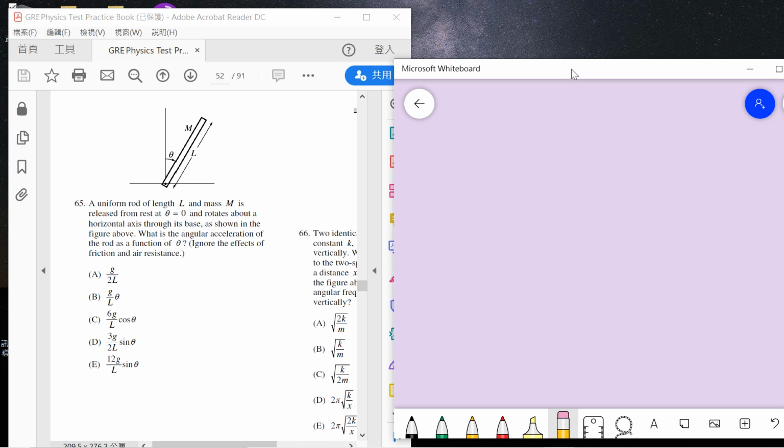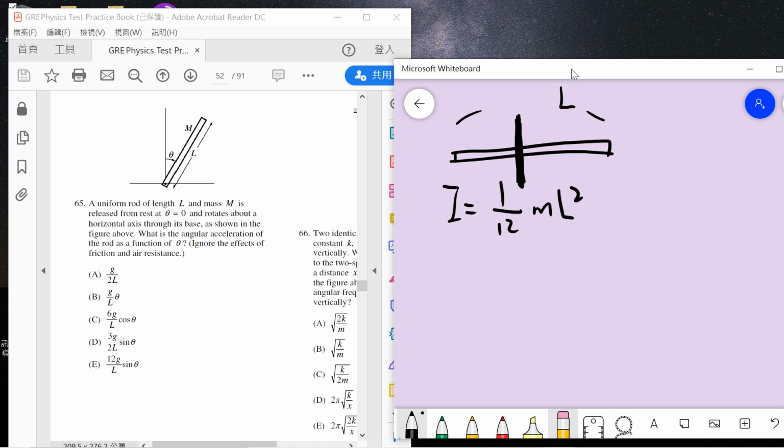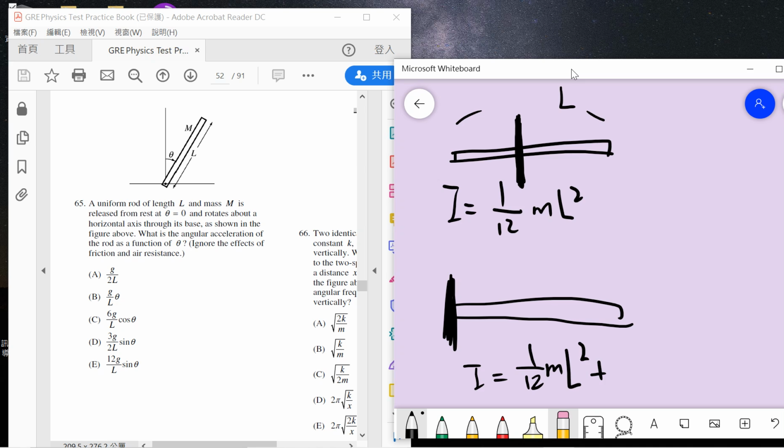Okay, so a uniform rod of length L and mass M. You can read the question by yourself: you rotate it about a horizontal axis through its base and ask about the angular acceleration. Remember that if the rotation axis is at the center, then the inertia is 1/12 ML squared. If this is L, then by the parallel axis theorem, I is 1/12 ML squared plus half L squared times M, so this is 1/3 ML squared.